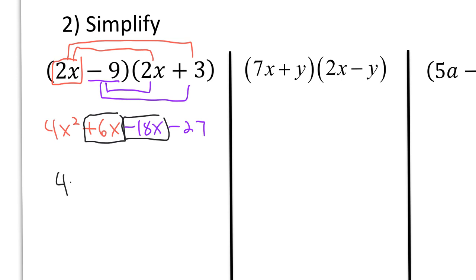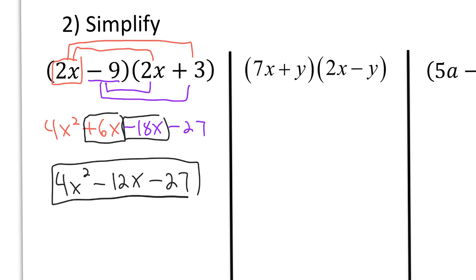So let me bring down the 4x squared here, minus 12x, 6 minus 18 is negative 12, x minus 27. So we have a trinomial and we multiply using the distributive property. So now let's look at some where you have different variables. When you look at this binomial here, we have 7x plus y times 2x minus y.